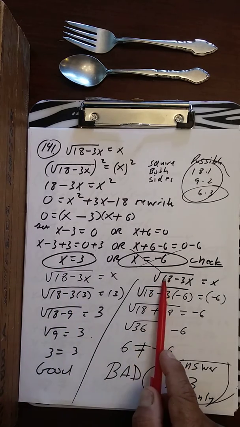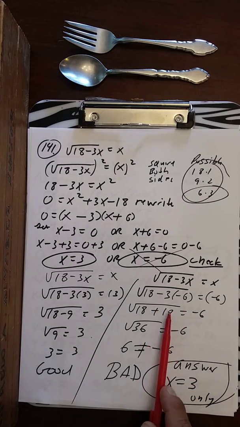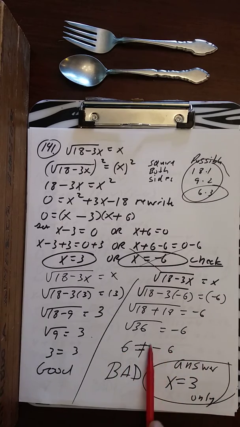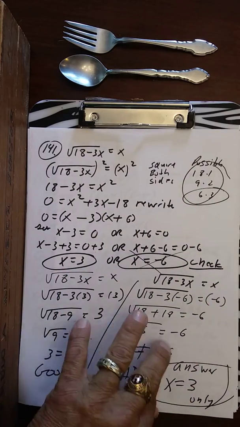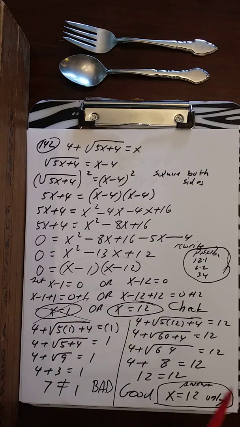The other side. Square root of 18 minus 3x. Negative 3 times negative 6 is 18. And 18 plus 18 is 36. Square root of 36 is 6. But on the other side we have a negative 6. 6 equals negative 6? Nope. Bad. The only answer that works in this problem is x equals positive 3. The other one is an extraneous solution.